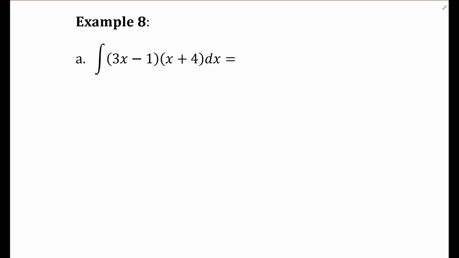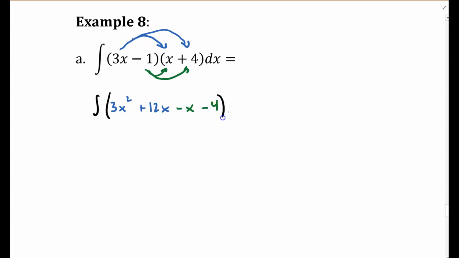So how do I simplify this? What I'm going to do is FOIL this. I'm going to distribute my terms and make one polynomial in standard form rather than a polynomial in two binomials. So we get 3x squared plus 12x minus x minus 4, and all of this is with respect to dx.